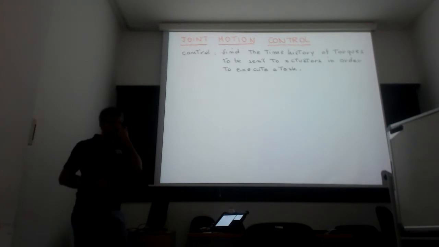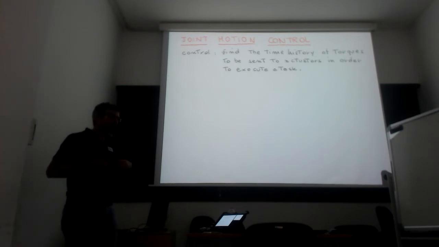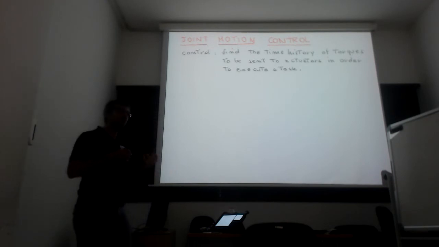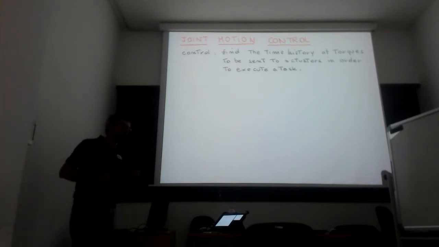What do we mean by control? Control means that we need to find a pattern, a time history for the torques that we want to send to the actuators of the robot in order to execute a task. For example, move the end effector to a certain position.